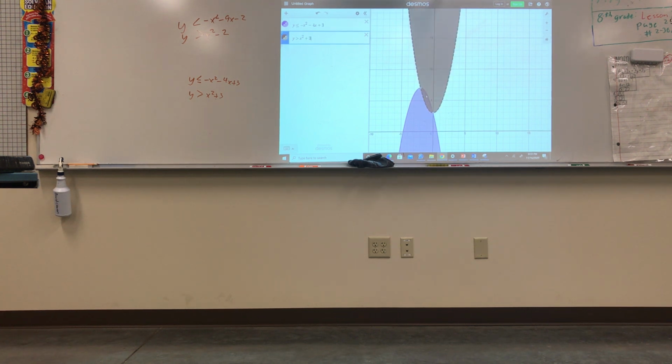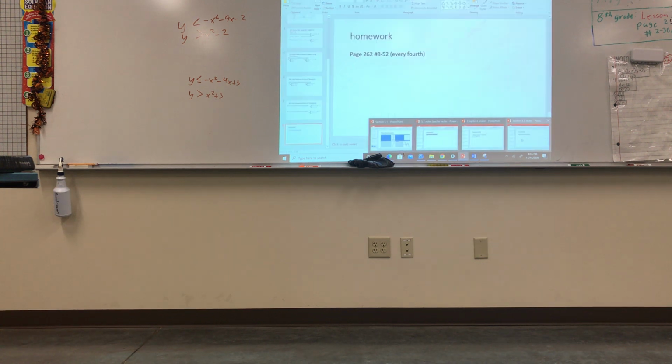Now on this one, obviously the bottom one, the purple one, is a solid line, dashed line. In between here is what you're looking for answers. Okay, and that's all I wrote. There is your homework.